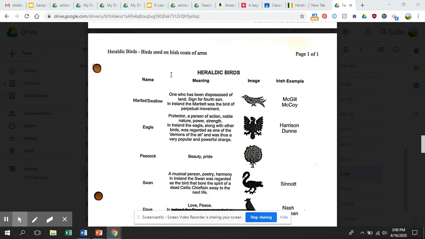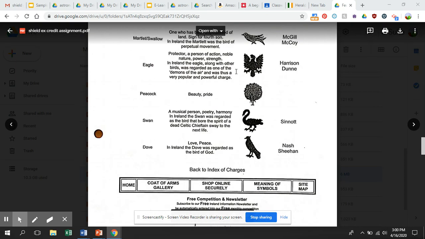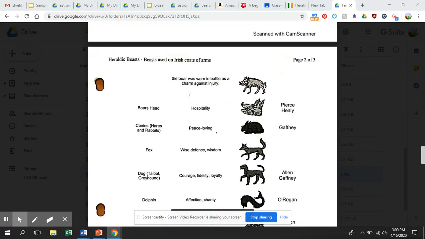More symbols. So here's some birds, animals.